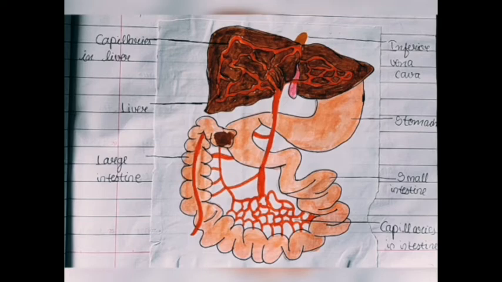There are some significances of the hepatic portal system. It monitors the glucose level in blood, it detoxifies substances which are absorbed in the blood, and it reduces burden on the heart.